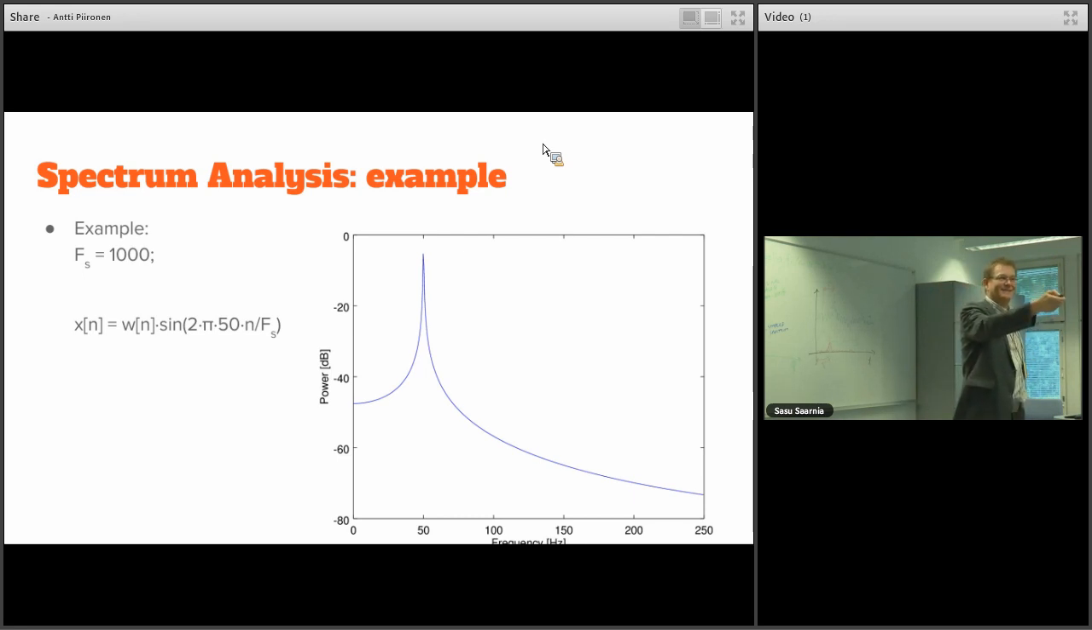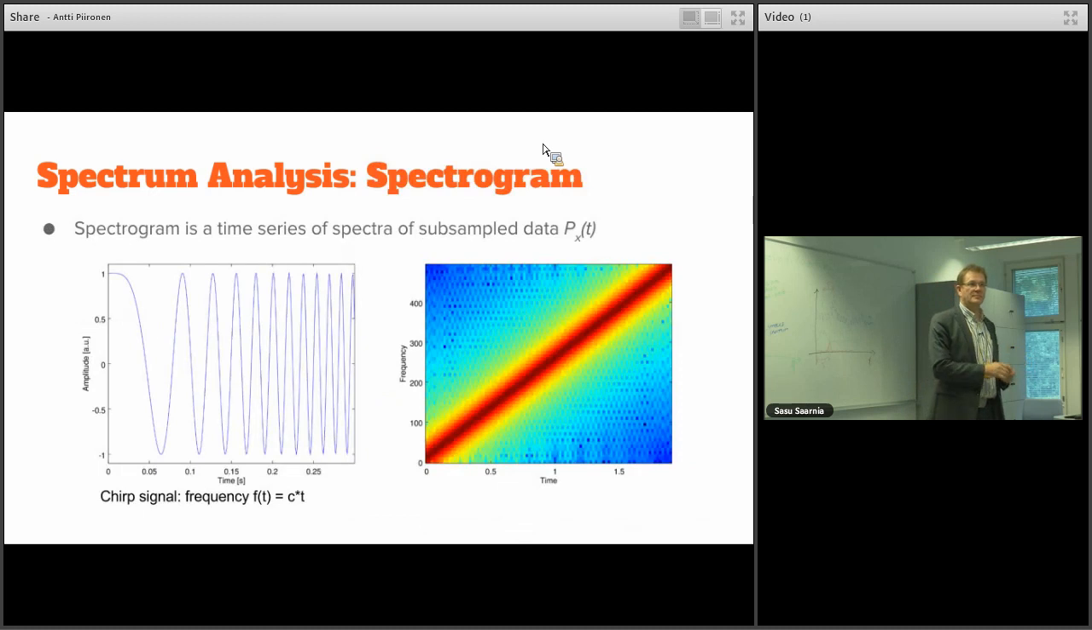So okay, 50 Hertz has a peak, but then there's also this envelope. It comes from the fact that this is a sampled signal. It also comes from the fact that I used a certain amount of samples here. Some more stuff on exercises, I think. Spectrum analysis.